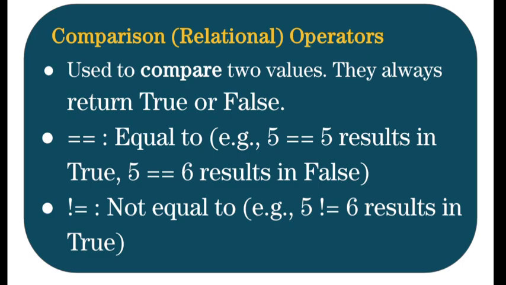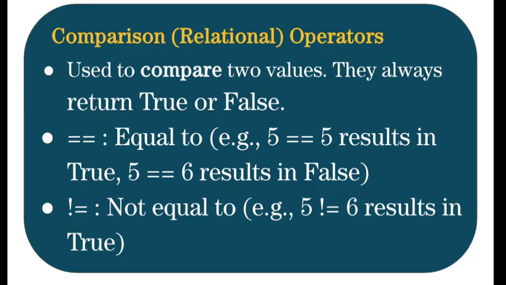Comparison operators are used to compare two values. After comparing, they always return two possible values, that is true or false. Comparison or relational operators are used when you want to compare two things. Is one equal to another? Is it greater than? Like this. The answer you get from these comparisons will always be either true or false.